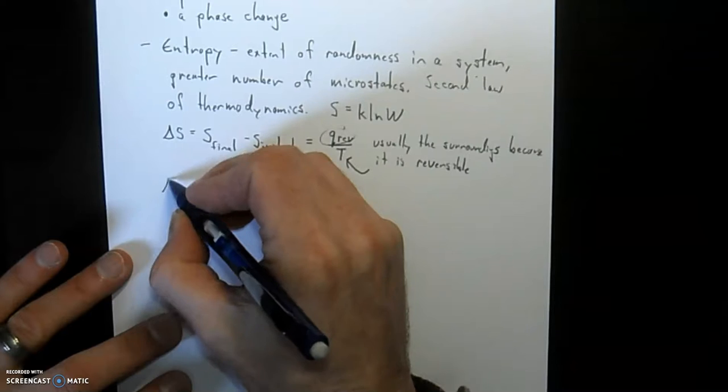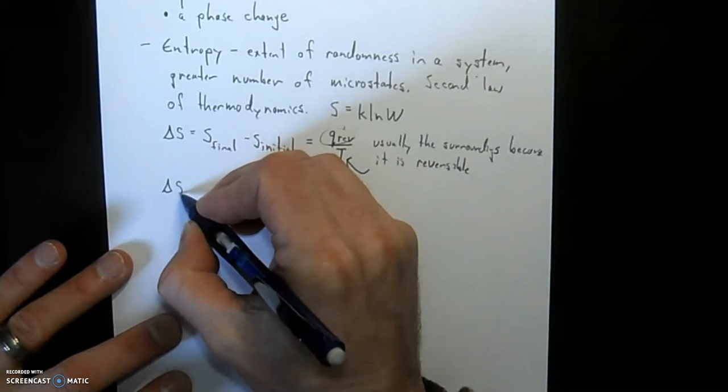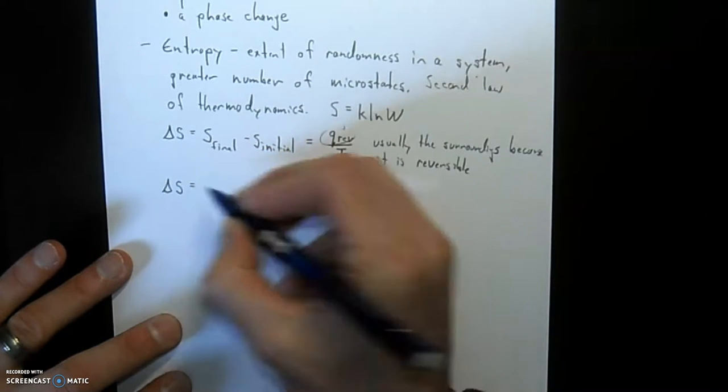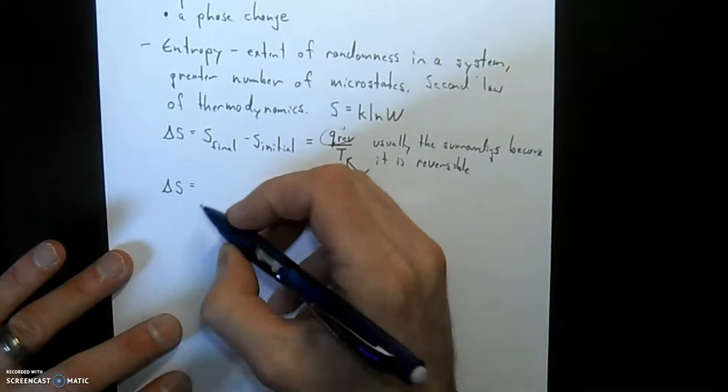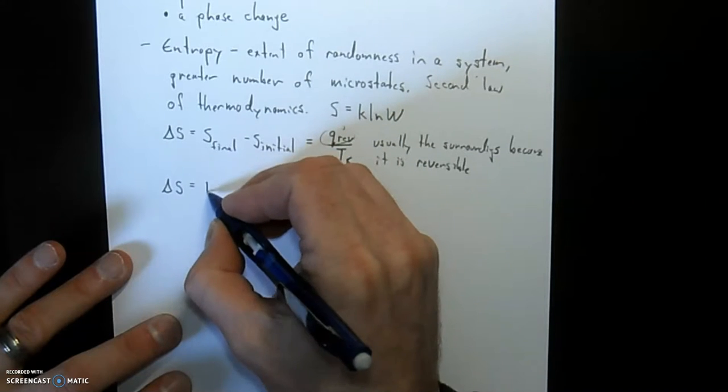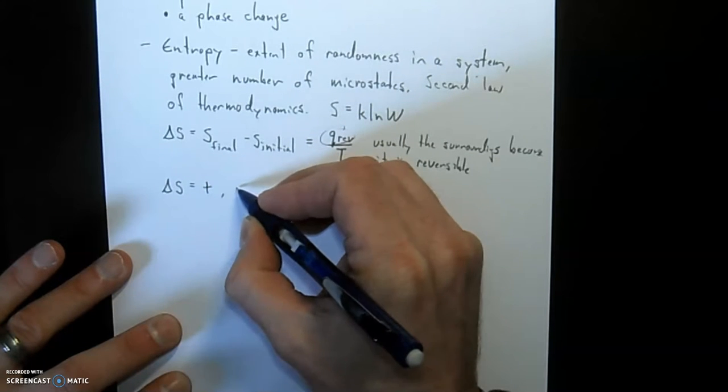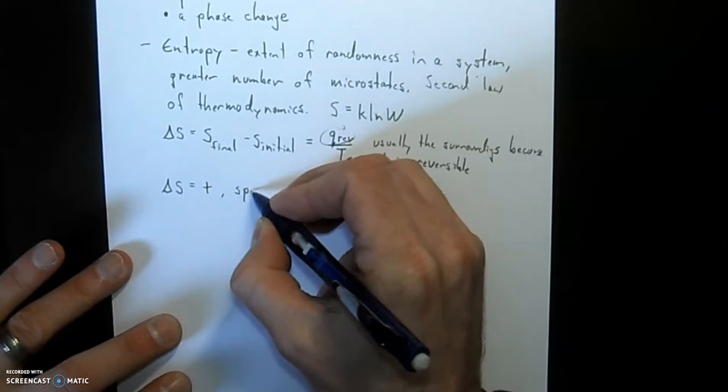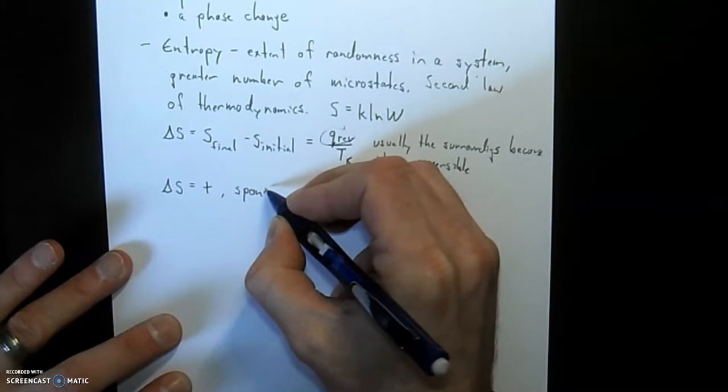To look as far as what we can get out of entropy, we'll look at two different values, and we'll refer to that: okay, if delta S is positive, that'll refer to a reaction that is spontaneous.